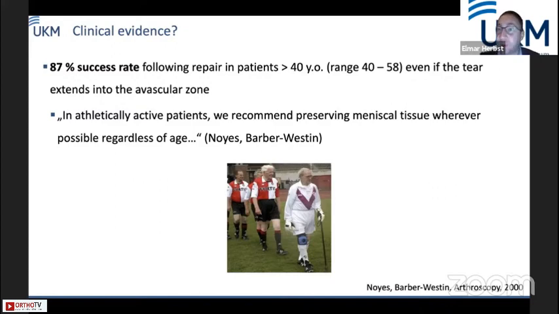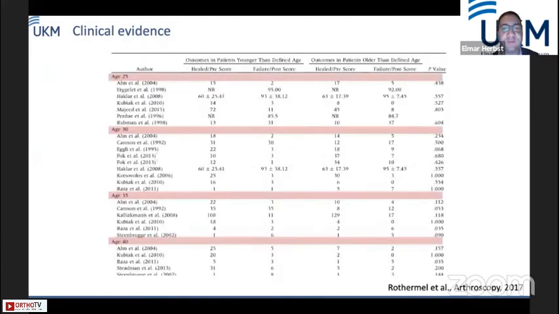Are they active? How are they biologically, are they biologically younger or older? So if they are younger, we should, if possible, aim for a meniscus repair. And in fact, this study here, it's easy to summarize. If you look at different age groups between 25 and 40 and so on, there's no significant influence on patient-reported outcomes. So the age, at least until the age of 50, has no significant influence.